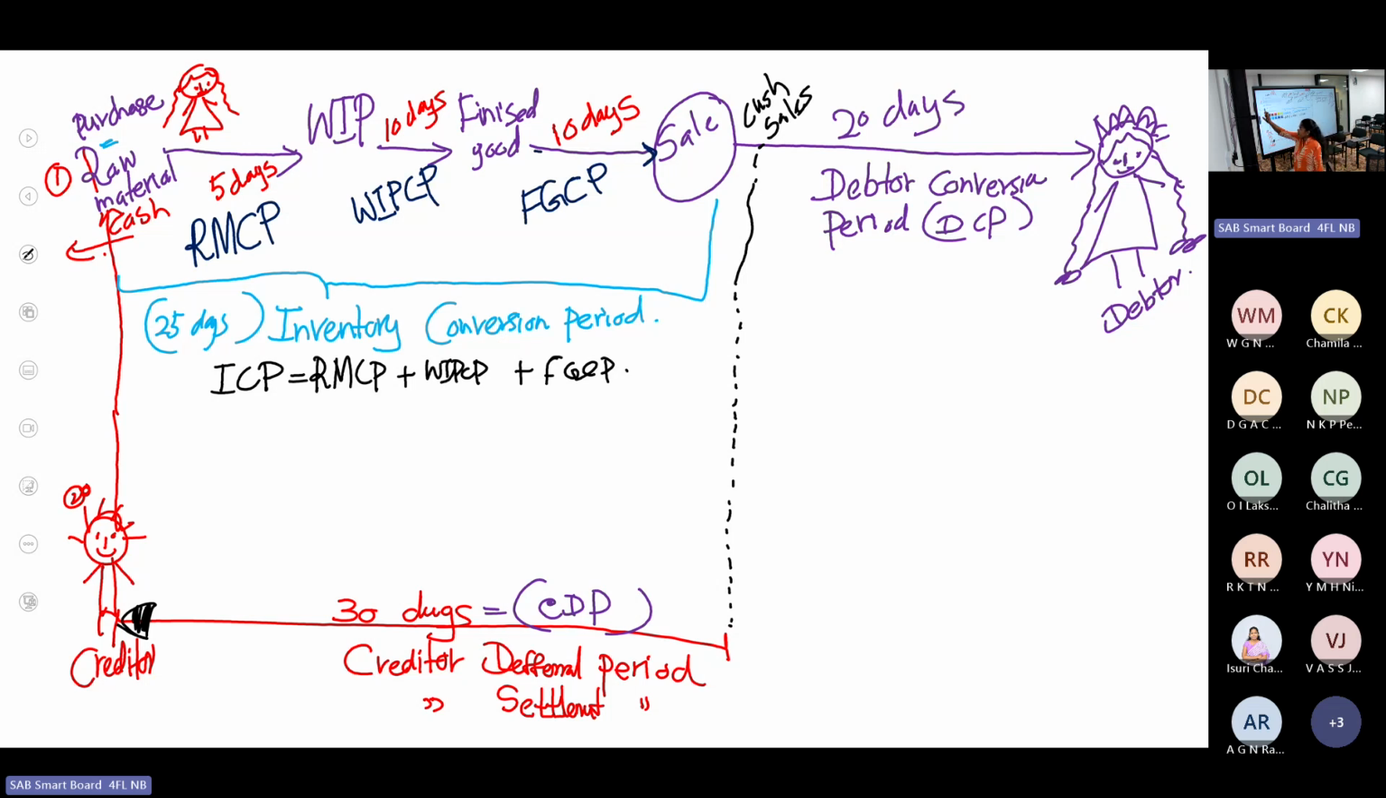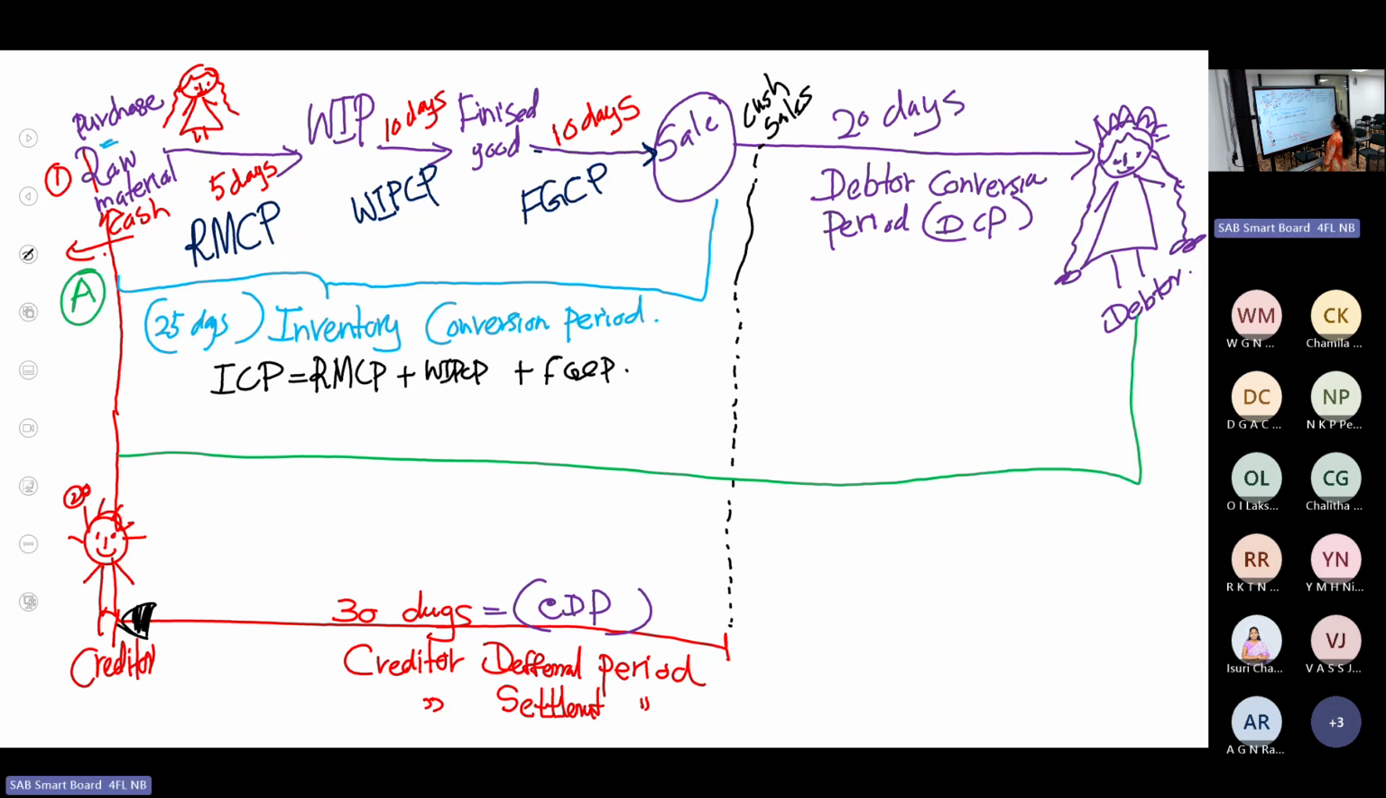The entire process, A to Z, starting here. A is purchasing raw material, right? To collection of cash from the debtor for the particular cycle. This is the entire cycle. We call this one which one? What is the period? Can anyone tell me? This is the gross operating cycle. Gross operating cycle.